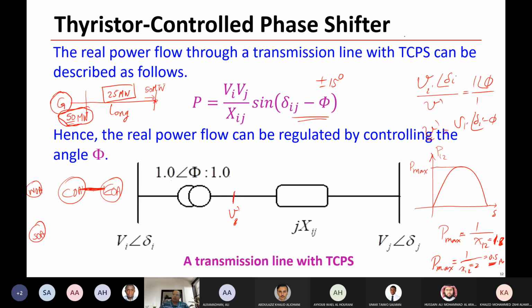We have long transmission lines and we have short transmission lines. What governs the power transfer, or the limiting factor of the power transfer, for a short transmission line is the thermal limit.